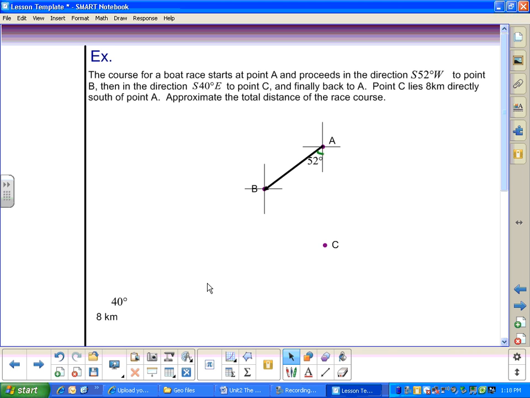So we're going to draw them at point B, give ourselves a little arrow, and this time we're starting from the south direction, but we're going to rotate towards east. East is over here, and we're going to rotate 40 degrees towards east. I'm going to make it quite long because I know that C happens to be directly south of point A.